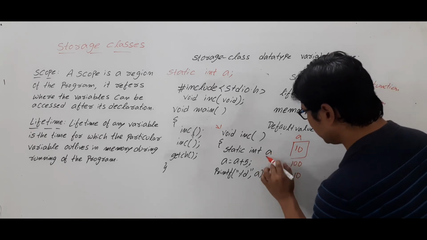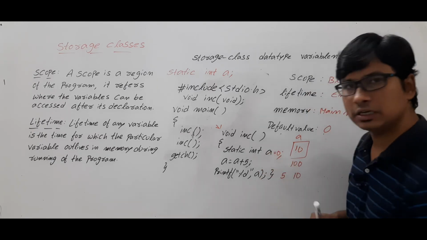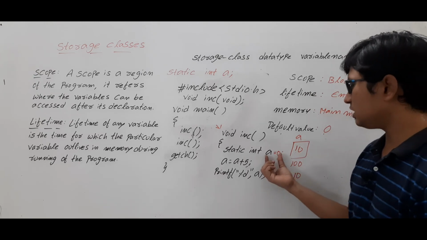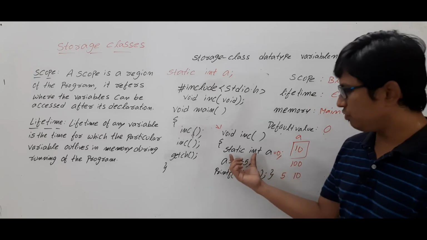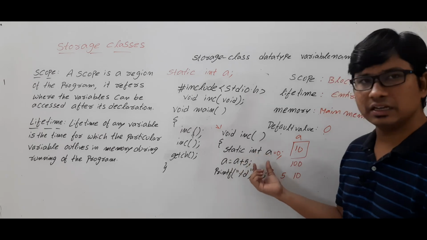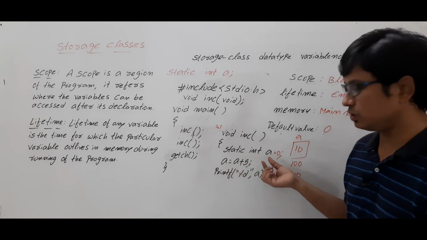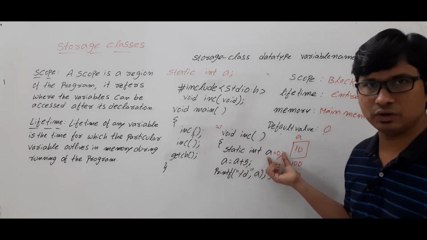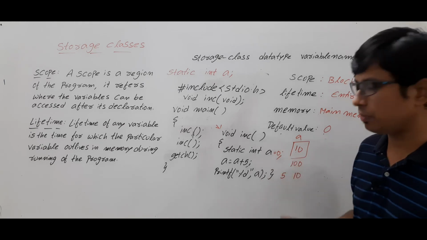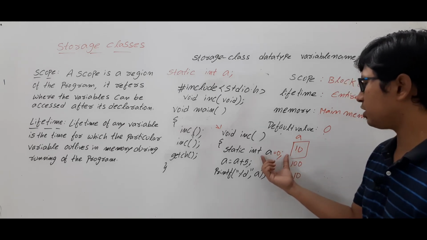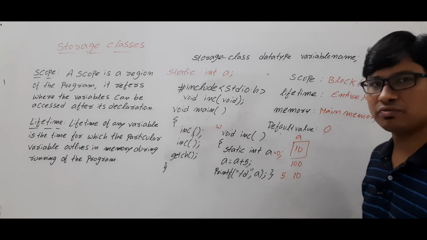Even if I write like this also, it does not change much. Why? If you do not initialize with 0, if you keep it simply like static int a, because the default value is 0, so whether you initialize with the value 0 or not, it does not matter. If I write this program like this also, it will display the output as 5 and 10.